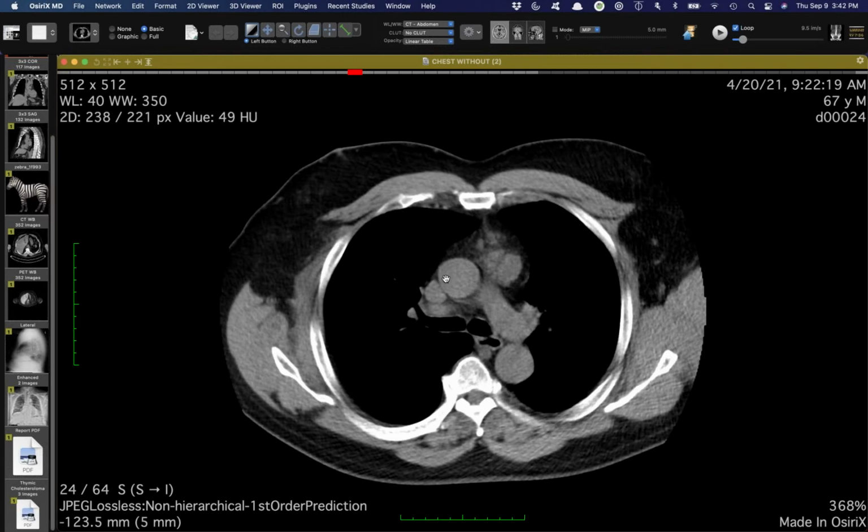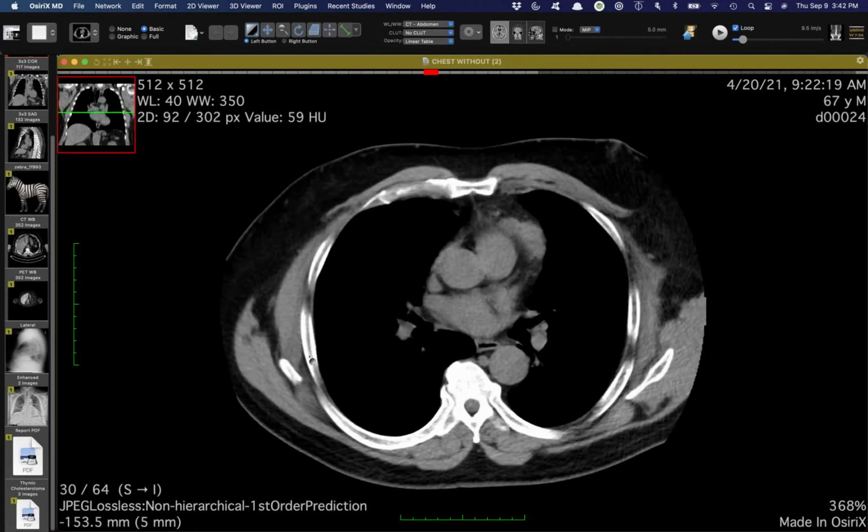That's pretty crazy. Cool. Do they have gross in that? They should send that to the archives, AFIP. Yeah, they do. They did a robotic assisted thymectomy, so they have the whole thing.